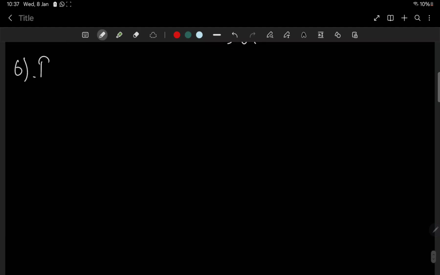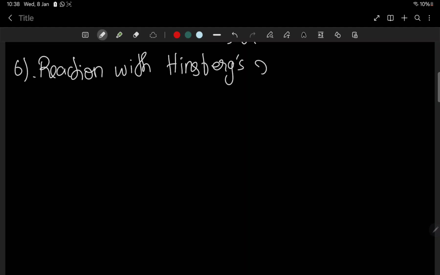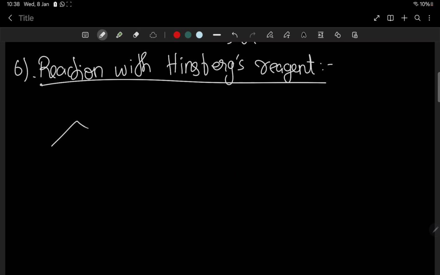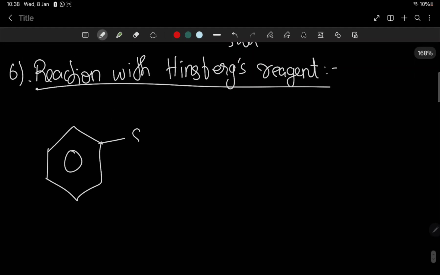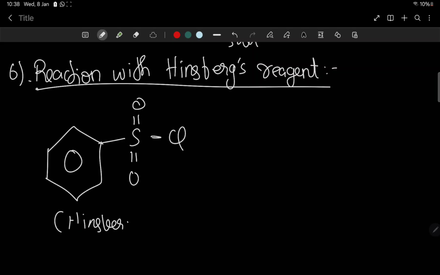That is the reaction with the Hinsberg reagent. It's a simple reaction. What is the Hinsberg reagent? The Hinsberg reagent is aryl sulfonyl chloride, that is, benzene sulfonyl chloride with S double bond O, Cl. This is called the Hinsberg reagent.